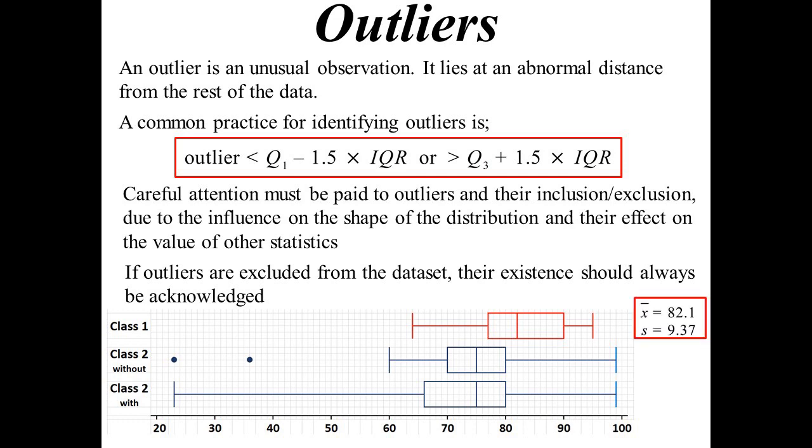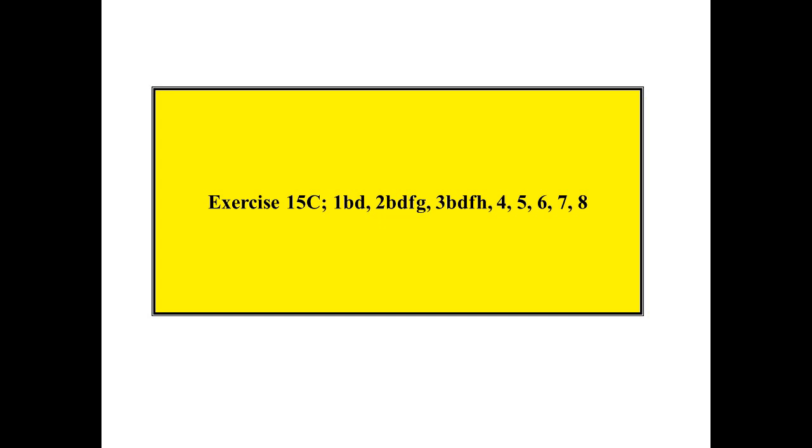The average of the first data set was 82.1 and the deviation 9.37. Now with the outliers, you can see there's a significant difference in the average there, 72.1. And the spread's quite large. But take out the outliers, that average becomes closer to the mean, and the deviation, so the spread, has come in as well. So 15C, we'll have a look at that.